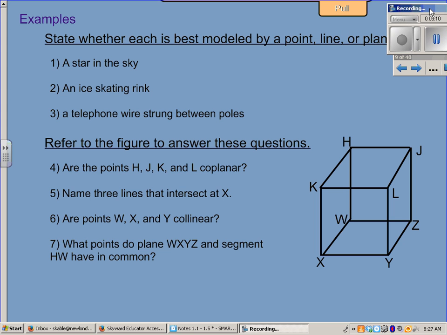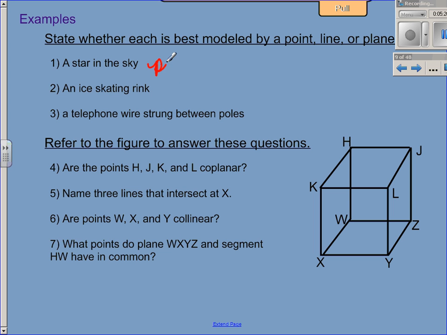Now if I go back to some of these examples on whether they're best modeled by a point, line, or plane, a star in the sky would best be modeled by a point. An ice skating rink is a flat surface, so it would be a plane. A telephone wire strung between poles: technically, it depends on your thought of how it works. They keep continuing between poles, so that would be considered a line. And that's basically about point, line, and plane.